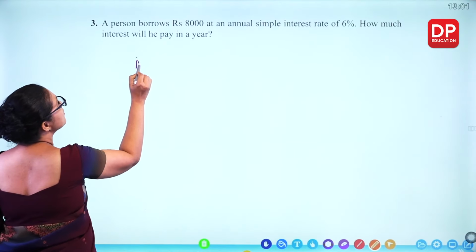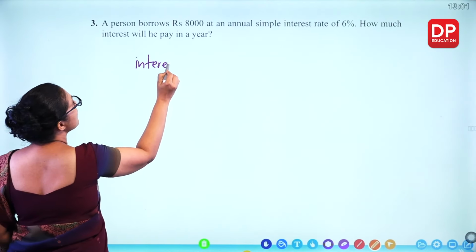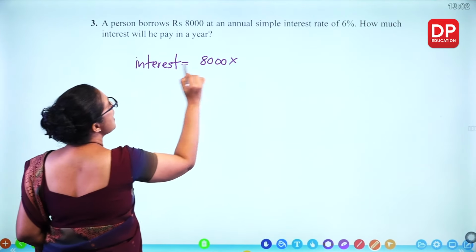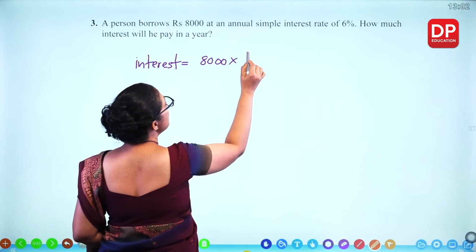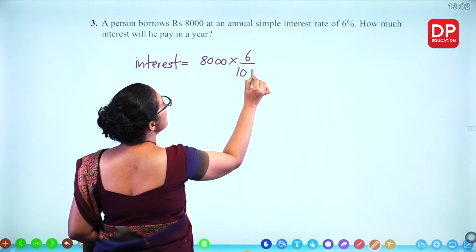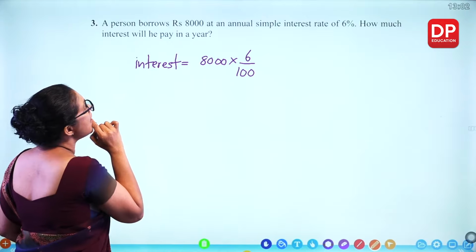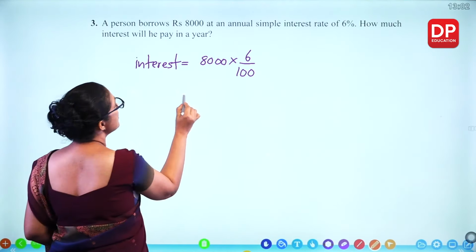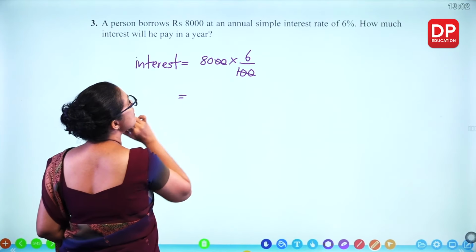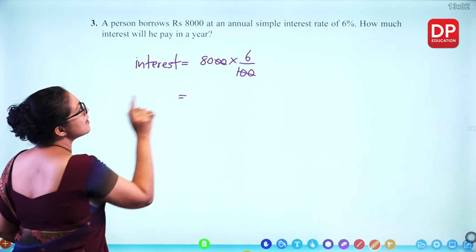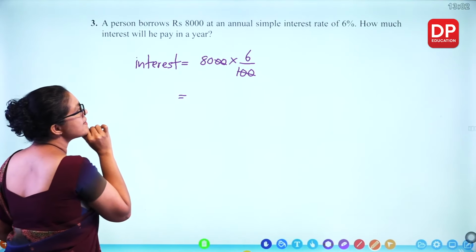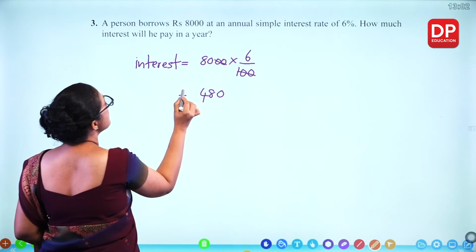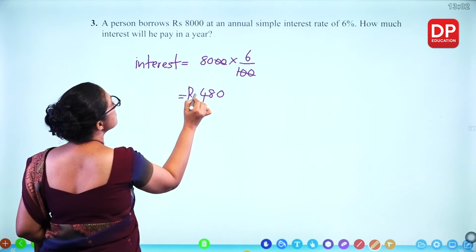So interest is the initial value multiplied by the annual interest rate, 6 over 100. And this is for 1 year. So 100, this one is divided by 100, it gets cancelled out. 6 times 80, 480 rupees.